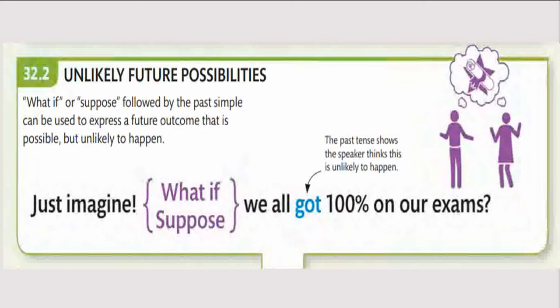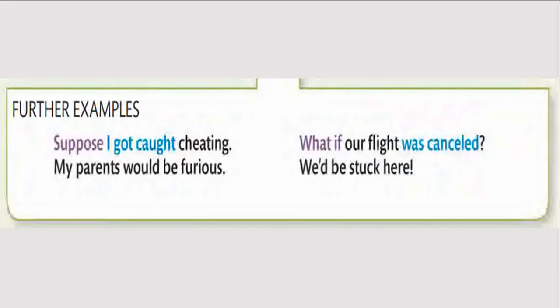Let us see certain constructions with this kind of structure. Suppose I got caught cheating. Got means unlikely. My parents would be furious. Furious is angry. What if our flight was cancelled? We would be stuck here. What if and suppose, in both the cases, past tense. I got caught, past tense was used. Was cancelled, past tense was used.